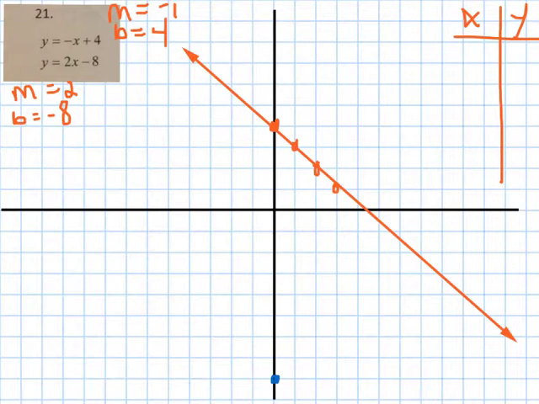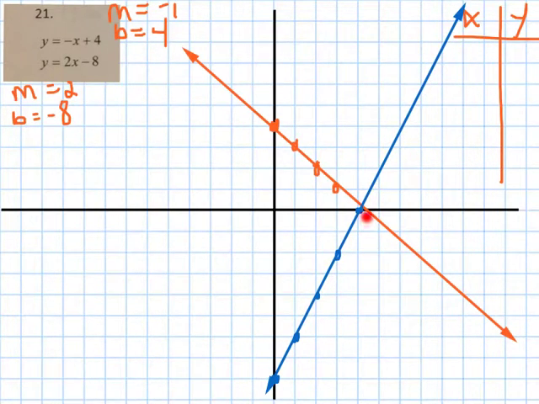And my slope says I'm going to go up 2 over 1. Up 2 over 1. Up 2 over 1. I'm going to get my tool here. I'm going to go ahead and draw my line right through the grass.